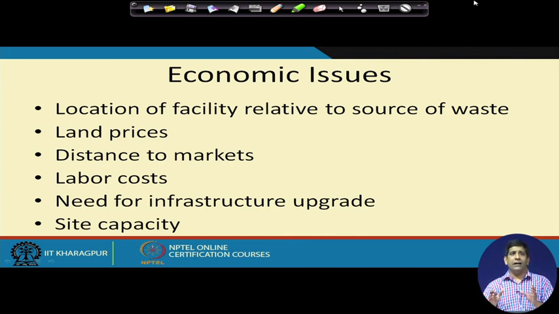So with land prices, if closer to the city area, land prices are more. If you go further from the city area, the land prices are less. But if you go further from the city area, your transportation cost goes up. So you have to do a very detailed economic analysis for the selection of the site: the location, how close is better, the price of the land, and market distance.